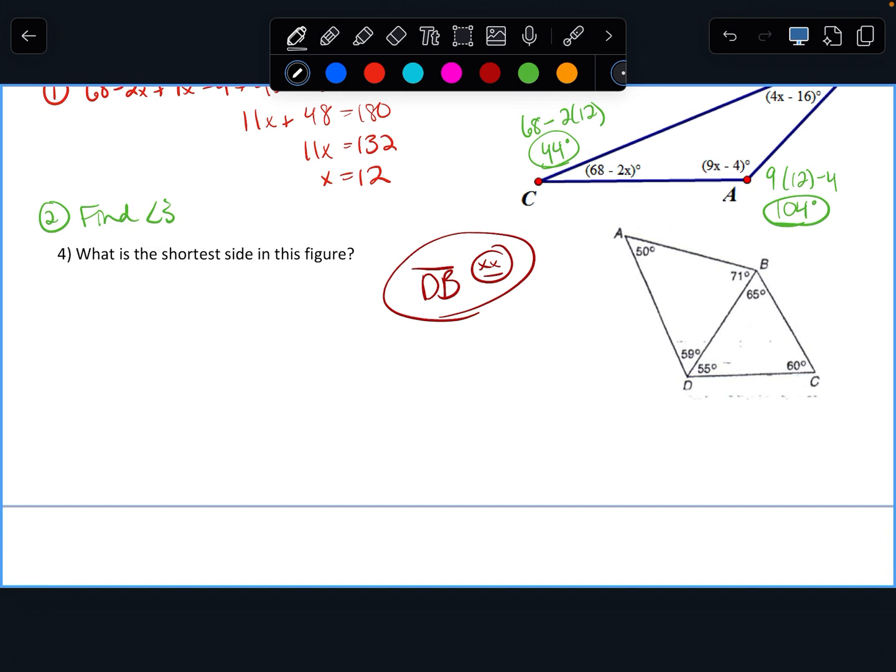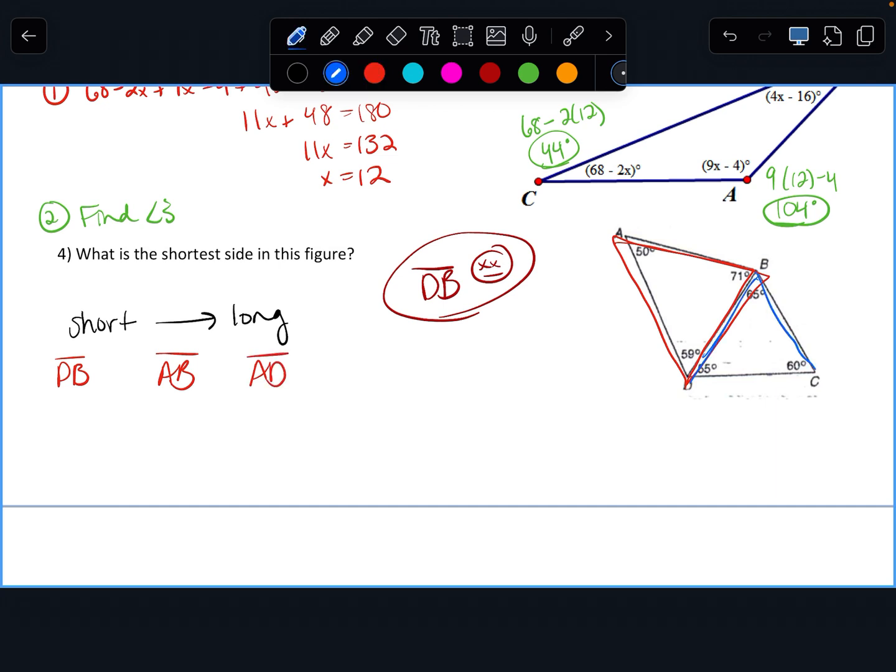What I do is I'll do each triangle separate, because I have to go short to long for the sides. I'm going to focus on this triangle first, and then I'll do the other triangle. If I look at that triangle, DB is the smallest. Obviously, we just kind of talked about that. So DB, and then it would be AB, and then it would be AD. Now, if you look at the other triangle and do the same thing, the smallest angle in that triangle is 55. So the smallest side would then be CB. Then the next biggest is 60, which would be DB. And then DC would be last.